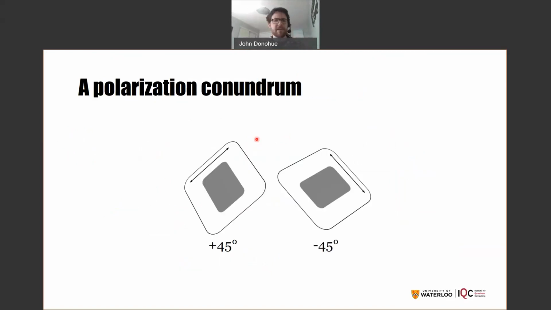Okay, so there's a bit of a conundrum that happens when we start introducing more and more polarizers. So we already saw this situation. We had our plus 45-degree polarizer here, our minus 45-degree polarizer here. If we sent in a beam of light or a stream of single photons, anything that makes it through the plus 45-degree polarizer is now definitely positive 45-degree polarized. And when it encounters that negative 45-degree polarizer, it definitely gets absorbed because negative 45-degree polarizers only let through negative 45-degree polarized light.